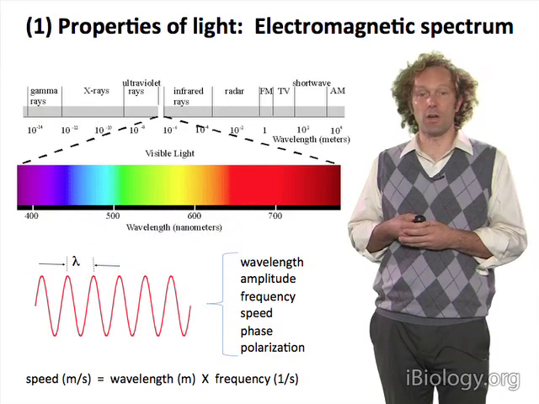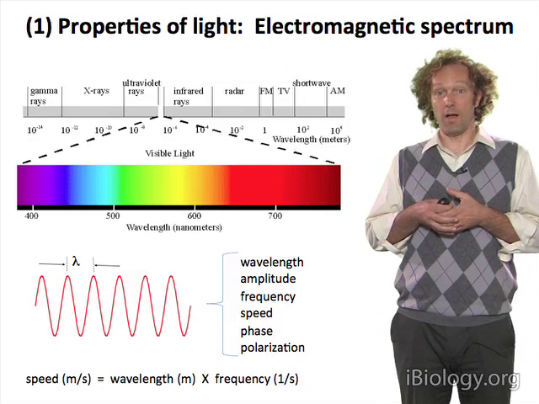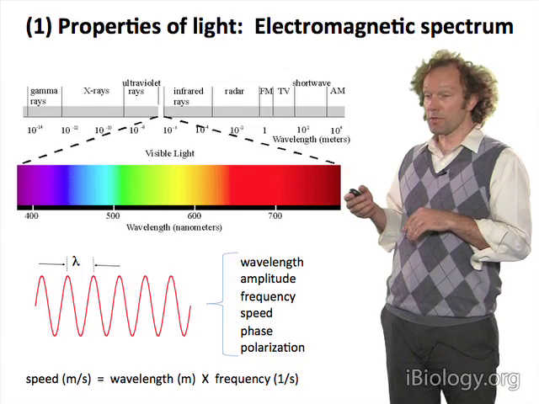Okay, so let's start with the big picture, and that is the electromagnetic spectrum. The light that we see, the light that's coming into our eyes, is the result of electromagnetic waves, only a small bit of which we can detect. And that is the visible spectrum here.